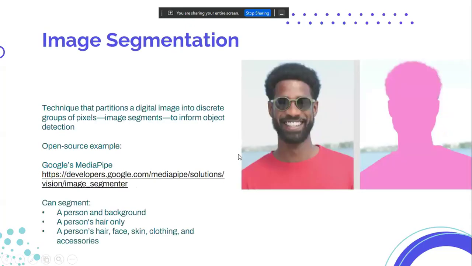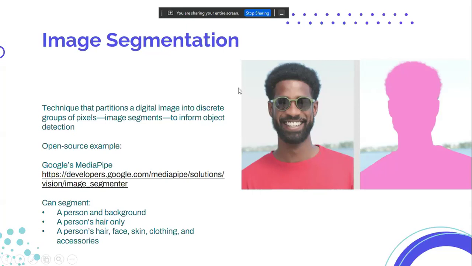The second one is image segmentation. Basically, this is taking a digital image, grouping pixels that are part of a similar object together, and then creating a mask. If you look at this example, this is an image of a person. The model is able to segment the image of a person and then create a mask around the person.